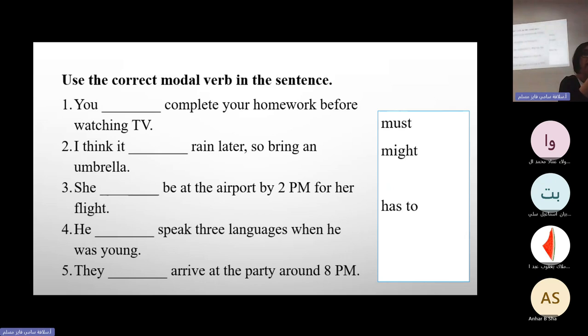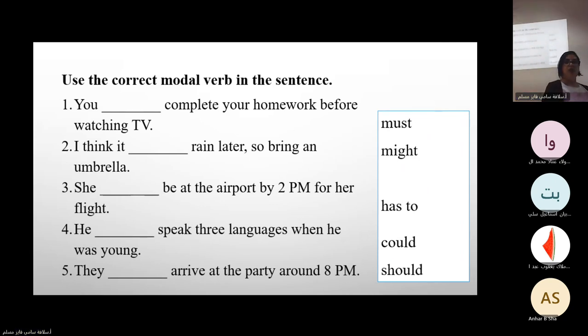These sentences have more than one possible answer. He speaks 3 languages when he was young. Could. Good, he could. They arrive at the party around 8 p.m. Should. Maybe, if it's urgent, they have to or they must, or should. There's also they ought to or should.